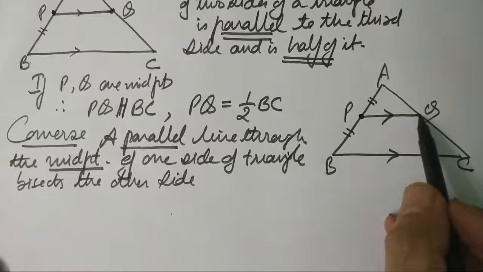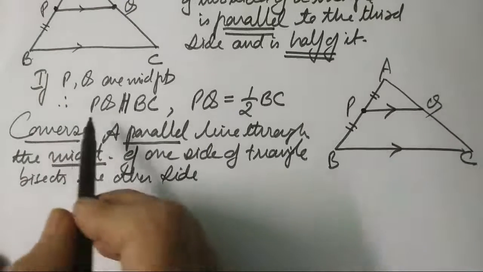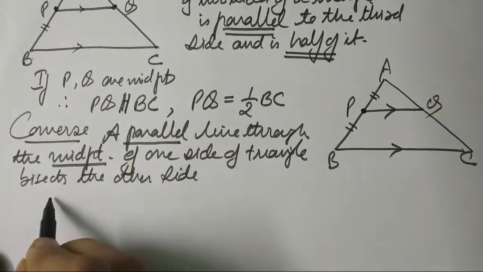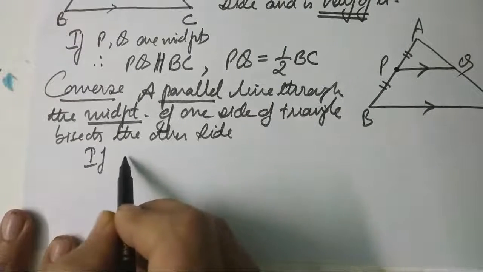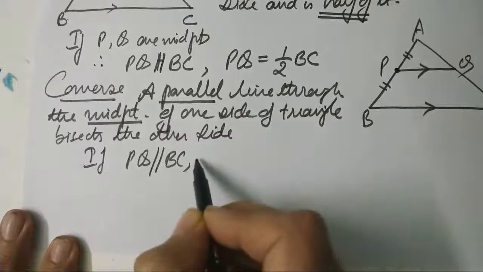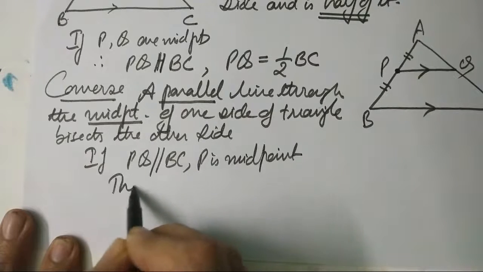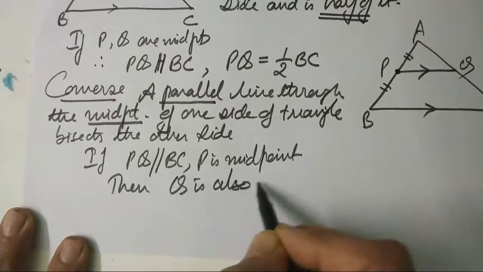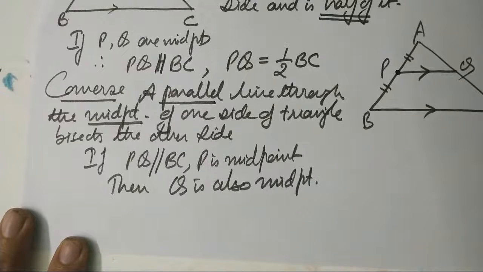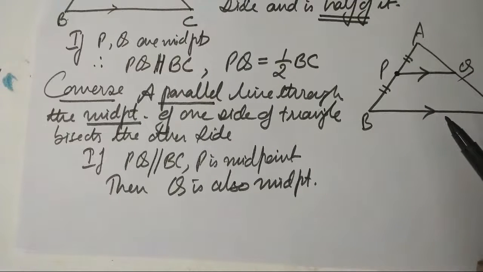This line will meet Q, which will also be the midpoint. So in the previous one, these things were given. In this case, I will write that if PQ is parallel to BC and P is midpoint, these two things given, then Q is also midpoint. Q will also become midpoint. This is the converse of the theorem. So when you are solving this concept, then you have to apply these two theorems. In some questions you have to apply theorem midpoint. In some questions you have to apply theorem on the converse side, opposite of the theorem.